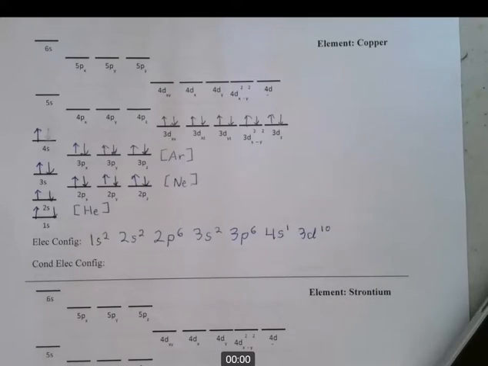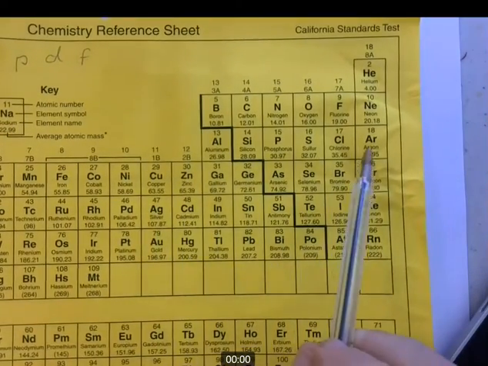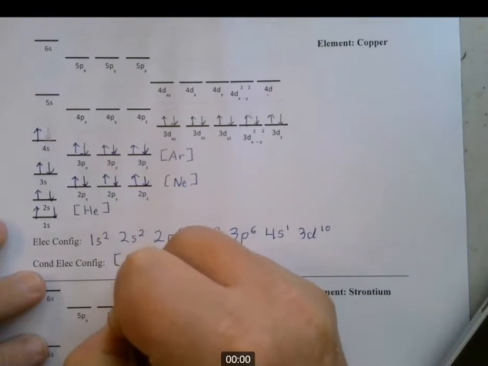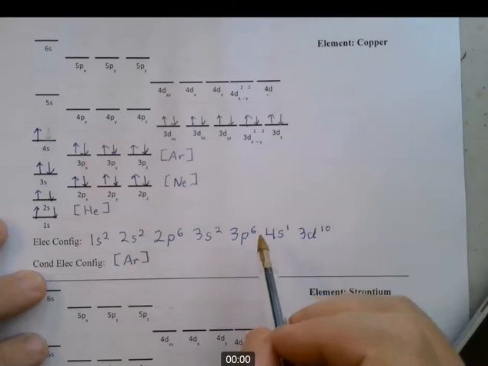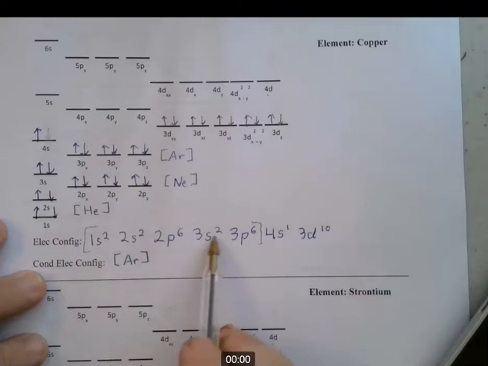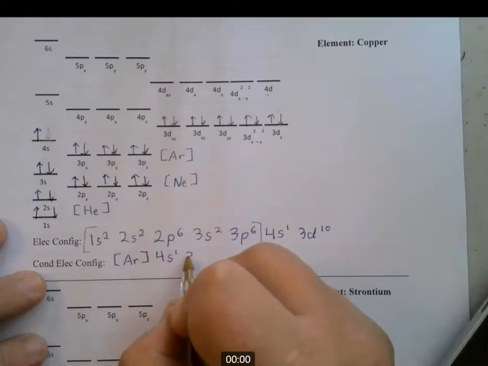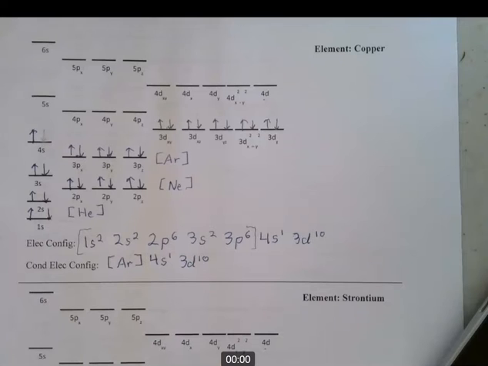Okay, let's do the condensed. Now you're going to see the advantage of the condensed. Copper is right here. You go to the row before it, to the noble gas. That's argon up here. So you put that in square brackets. And now you just continue. If you just want to symbolize it, you don't have to do this, just go ahead and put square brackets. That's argon right there. Everything there is argon. Remember, when you fill up a p orbital, it's a noble gas. So now we just do the rest of it. 4s1 and 3d10. And that takes care of that.